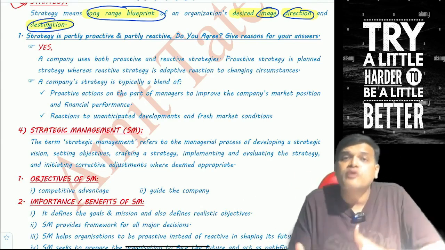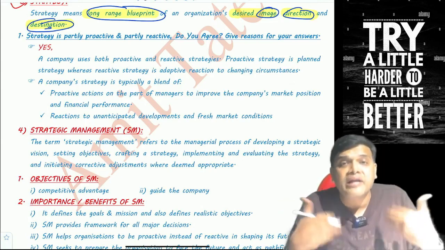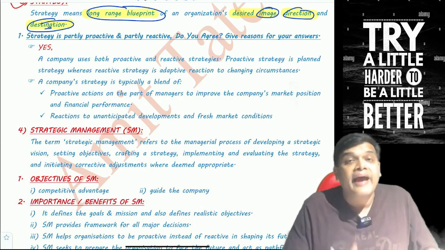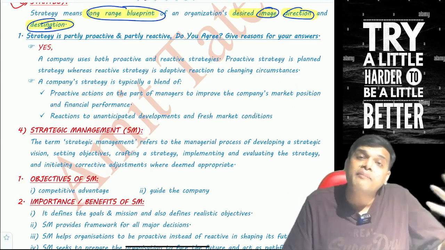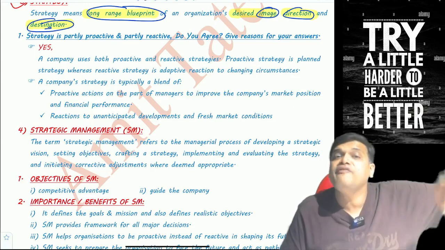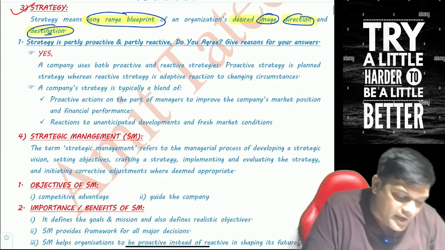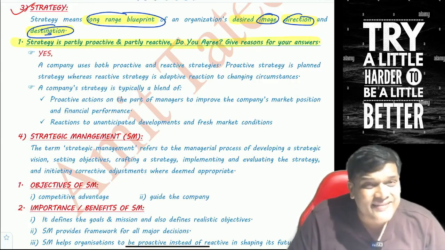Strategy can be proactive, strategy can be reactive, both it can be, but which is the best one? It should be partly proactive and partly reactive. It means you should not go ahead without planning, and you should go ahead with a plan, but only planning cannot matter. Reason: the environment may change. So if the environment changes, modify your plan according to the situation. So your strategy should be partly proactive and partly reactive. This is a question which you may expect in your examination, and the answer is very easy.